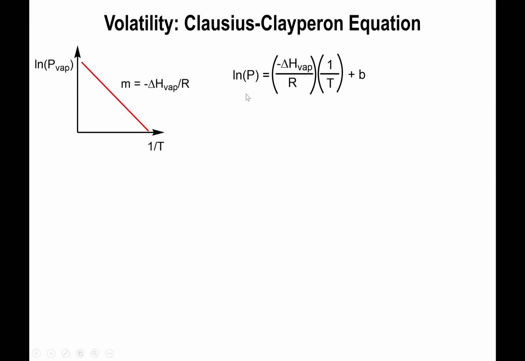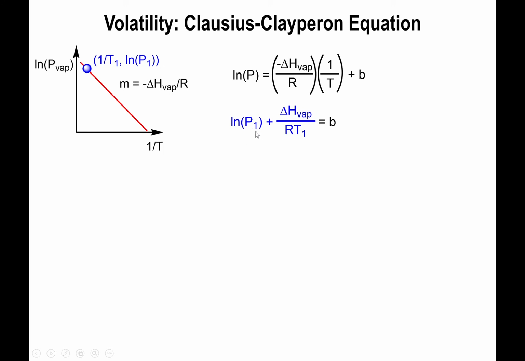So what we have here in terms of y equals mx plus b is the following equation: if we select a data point, and move the slope times x, so mx, to the left side of the equation, we're going to have ln of P plus delta H vap over RT, and that will equal the y-intercept. So if we select a data point, P1 and T1, we basically have all of that equaling the y-intercept.